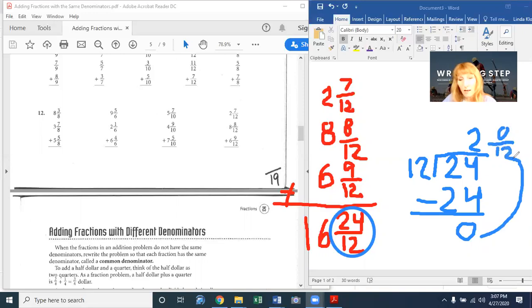It's just 0, right? So really all we have is this whole number, 2, that has to get added to this 16. So 16 plus 2, 18. So the answer to this is really just 18 and no fraction left over. So that one is 18. So you could have that happen. I'm going to clear my drawings now.